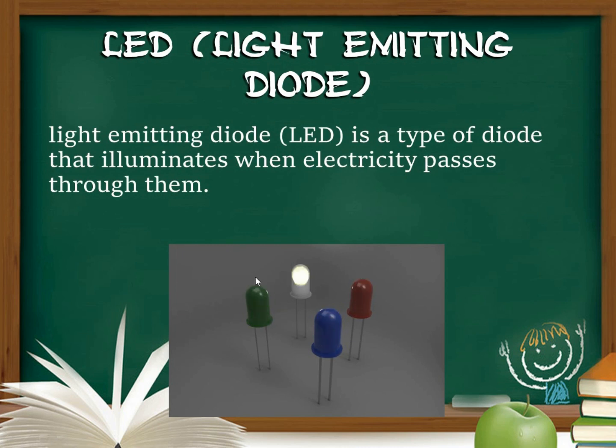So the difference between the photodiode and LED is that the photodiode receives light while LED dissipates light. It sends out light from the component. That is, it converts electrical energy to light, while photodiode converts light to electrical current.